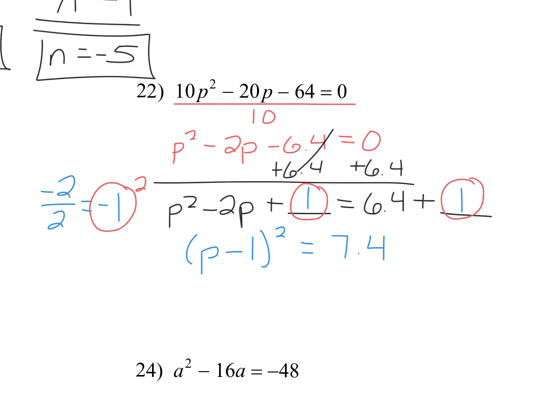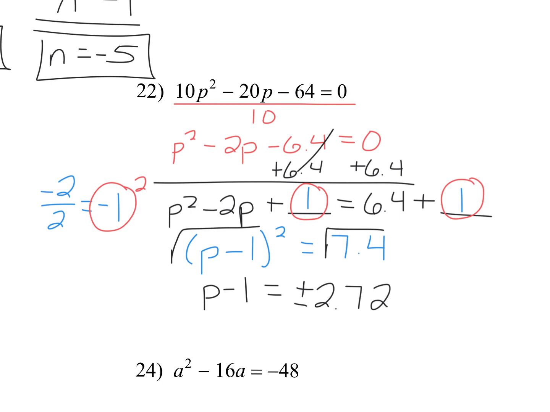Okay. Now it's solving. How do we solve? Take the square root. So on the left we have p minus 1 equals, then type the square root of 7.4 in your calculator. What do you get? 2.72. What am I missing? What? There you go. Positive, negative.